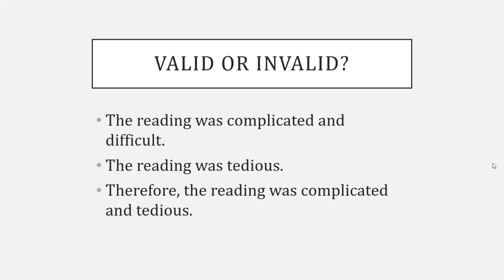Valid or invalid? The reading was complicated and difficult. The reading was tedious. Therefore, the reading was complicated and tedious. By now, I think you should be getting into the groove of this. Valid or invalid? Valid. So the first thing is a conjunction. It says this thing and that thing. And the conclusion is also a conjunction. But if it's complicated and difficult, it's clearly complicated. And if premise two says it's tedious, then it's complicated and tedious. Right? There's no imaginable scenario where those premises are true and the conclusion's false. Good.